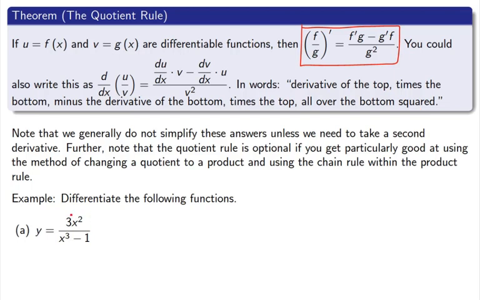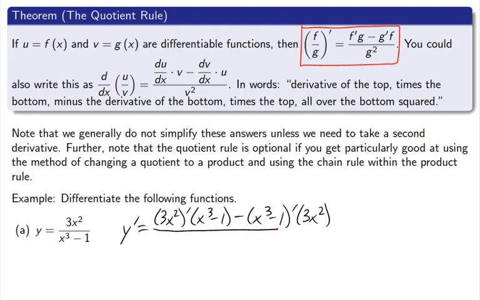Let's take the derivative of this expression. We call this thing y prime, as usual. And so we take the derivative of the top times the bottom minus the derivative of the bottom times the top. And again, every time I do these problems, I go ahead and put in the derivative notation, but don't calculate the derivatives yet. All over the bottom squared.